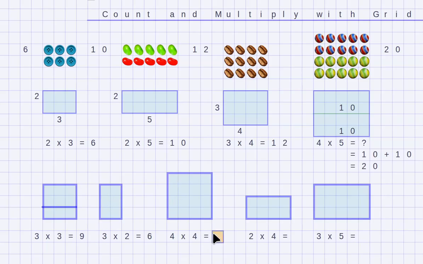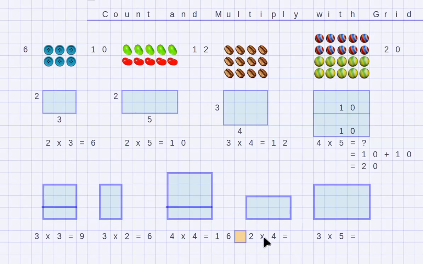And 4 by 4 is the same as 3 by 4 plus a bit more. So let's have a look at that. That one there we've already done. It's the same as that, 3 by 4. And then we have another 4. So it's 3 by 4, which is 12, plus 1, 2, 3, 4. 12, 13, 14, 15, 16. So we know the answer to that one, which is 16.